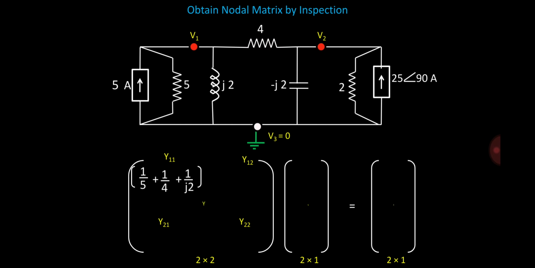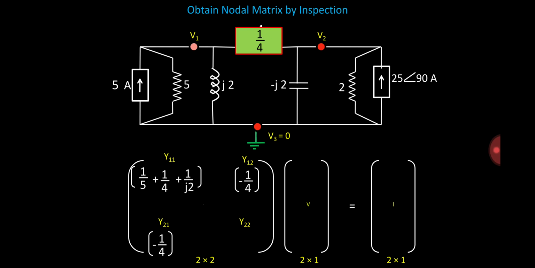So what is the admittance of 4 ohm? It will be 1 by 4, and as it is an off diagonal entry, the summation is negative, so it will become minus 1 by 4. So the next entry, that is y12, is minus 1 by 4. Then the next entry is y21. As it is a symmetrical matrix, y12 and y21 are the same. So y21 is equal to y12. It is nothing but again minus 1 by 4.